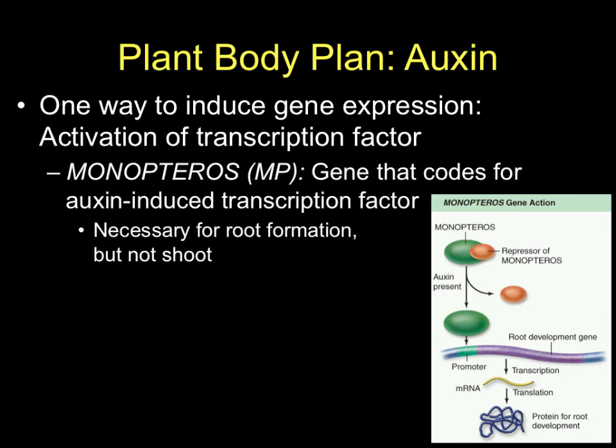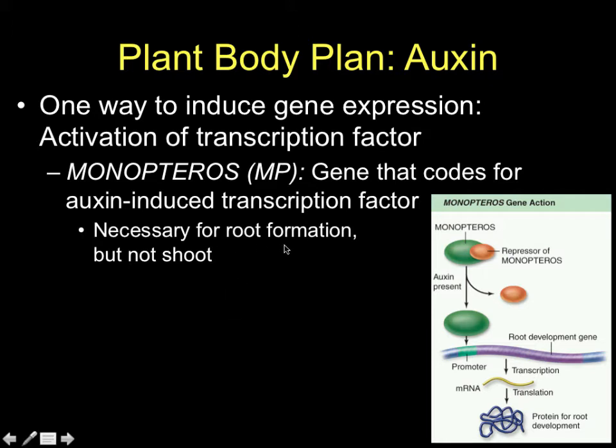What's involved here actually is the activation of what's called a transcription factor. Okay, so what happens here is that we have another gene called monopteros, or just MP. This is a gene that allows for the production of an auxin-induced transcription factor. Auxin-induced transcription factor. There's a lot going on here on this slide.